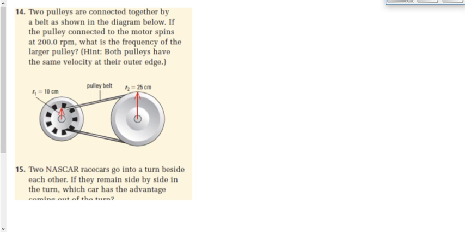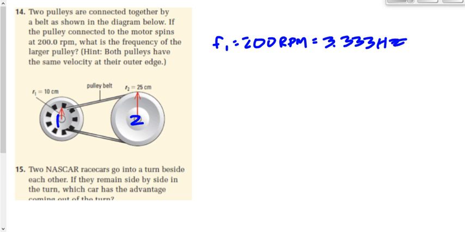The motor spins at 200 RPMs. So we're gonna call this one number 1, this one number 2. We're gonna say F1 is 200 RPM. What is that in hertz? 200 divided by 60 is, what is that? 3.33? Okay, so F1 is 3.33.